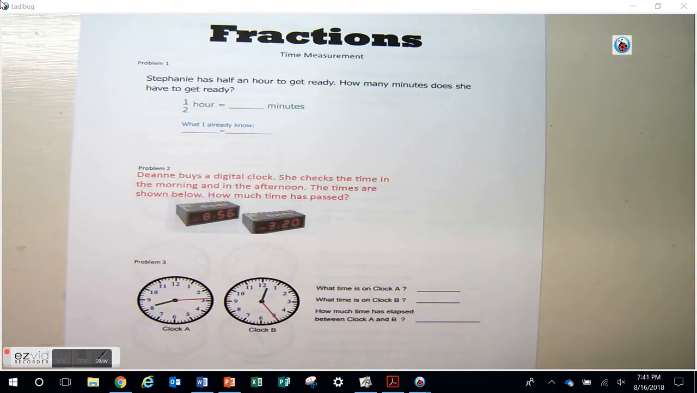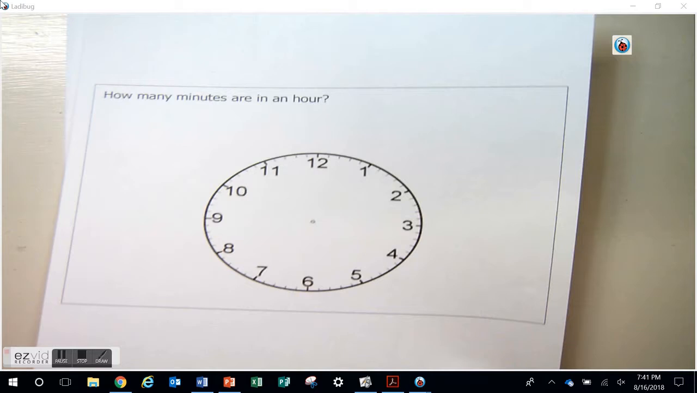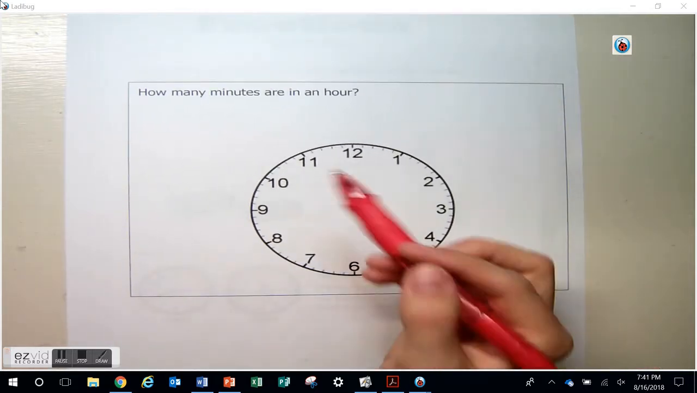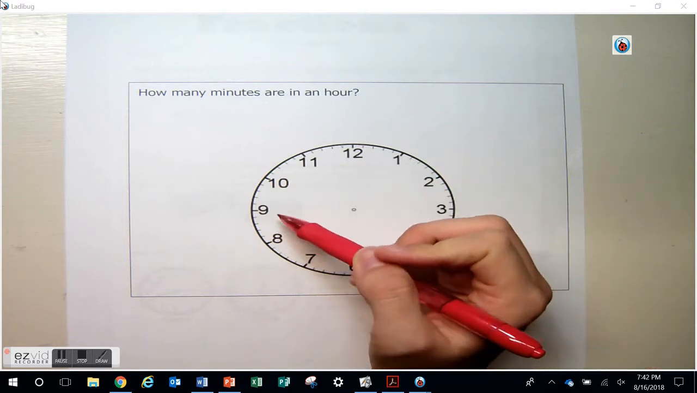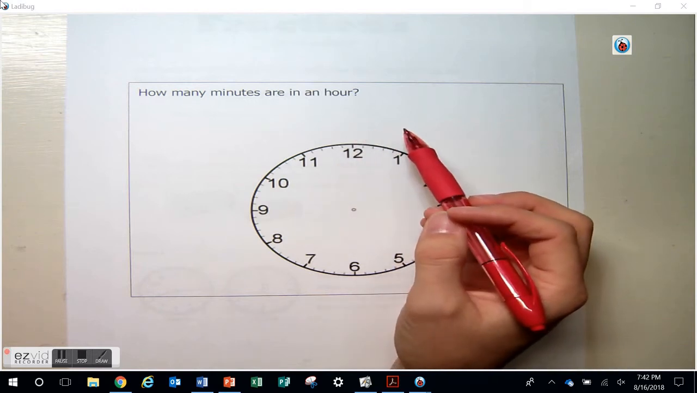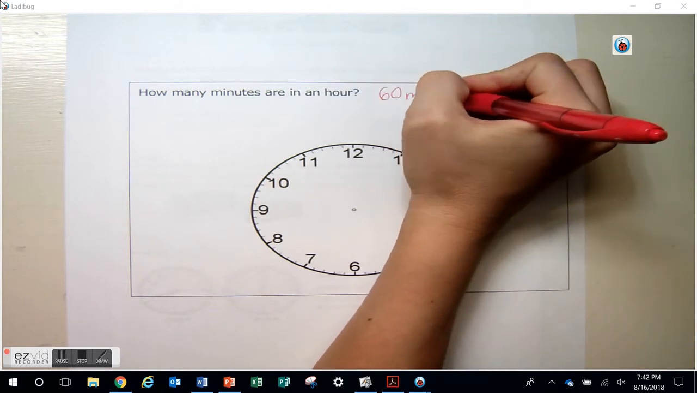Today we are going to look at converting time measurements and finding elapsed time. Before we do that, I'd like for us to do just a little bit of review of a clock. Okay, so here, these numbers represent hours. How many minutes are in an hour? There are 60 minutes in an hour.